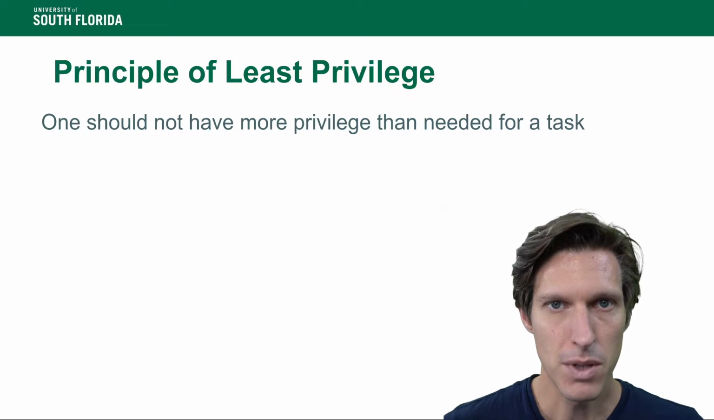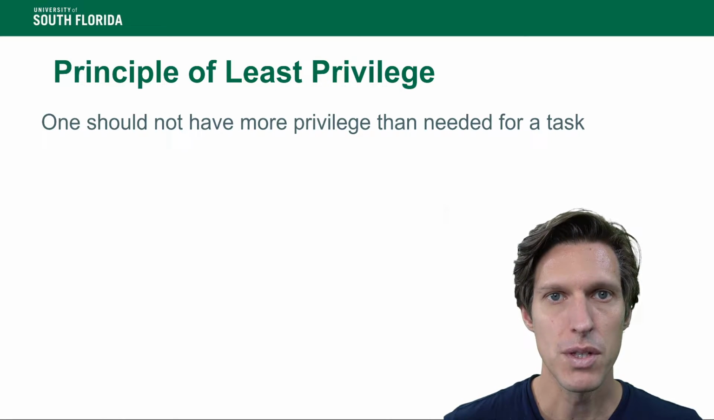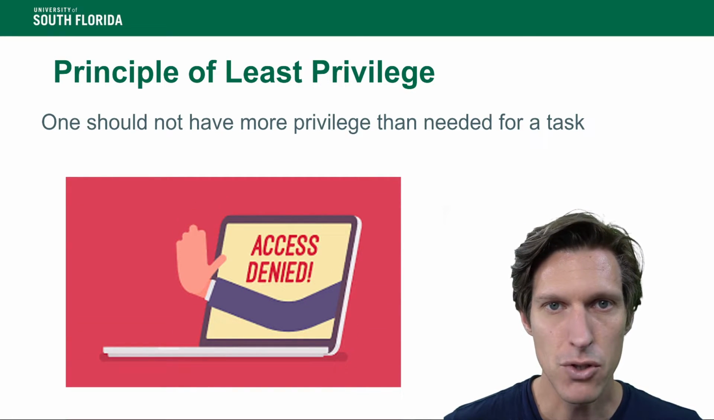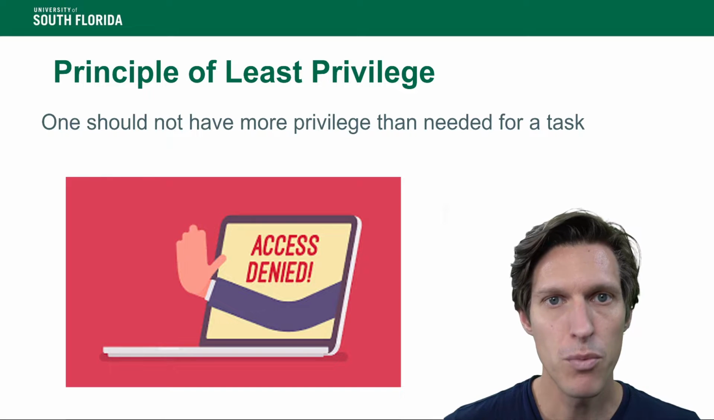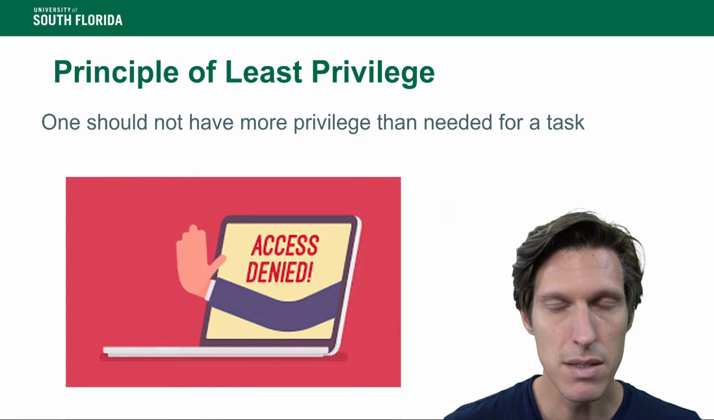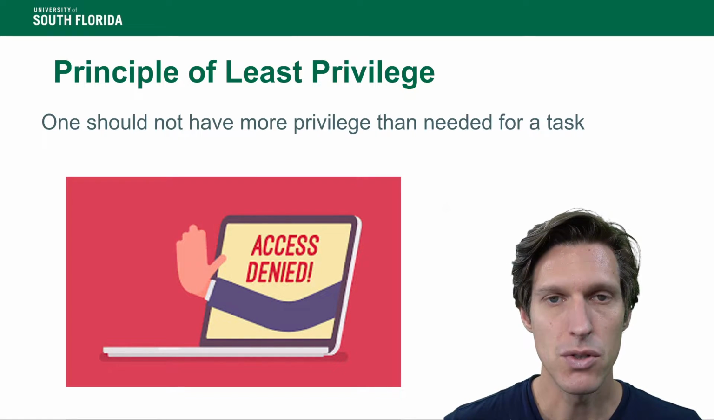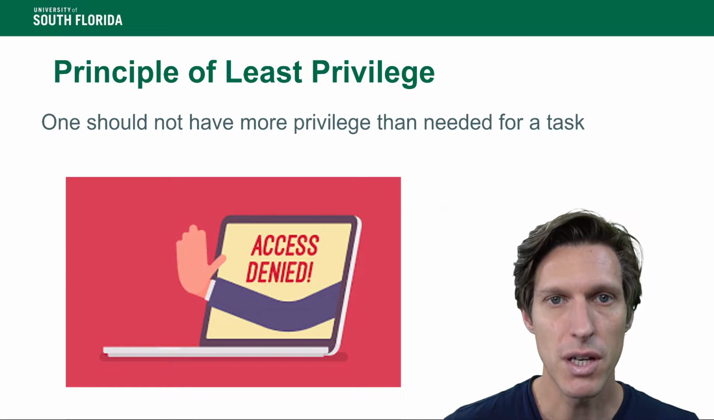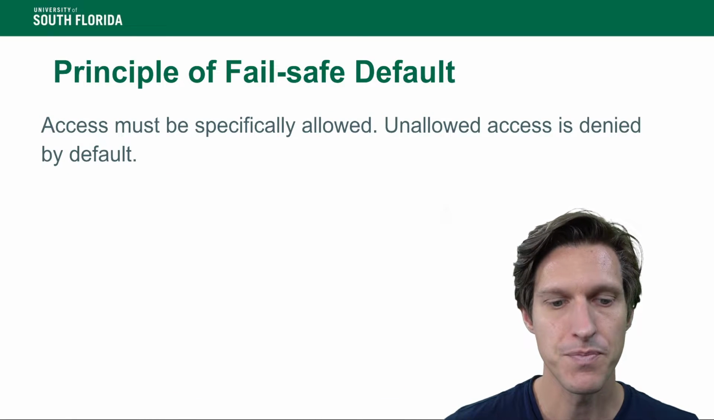Now, another security principle is the principle of least privilege, which essentially means that you should not give a user more privilege than what they need to complete their task. It's common sense, but bad things can happen if people don't pay attention to the kinds of privilege that each user is supposed to have.